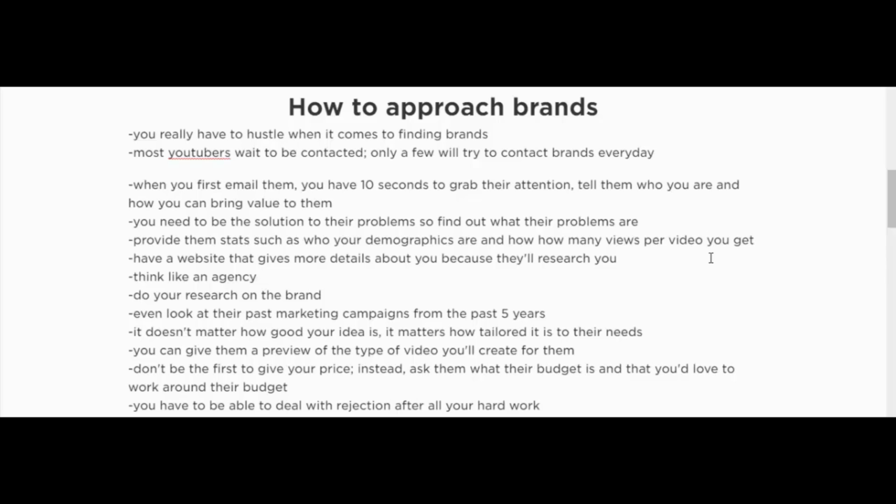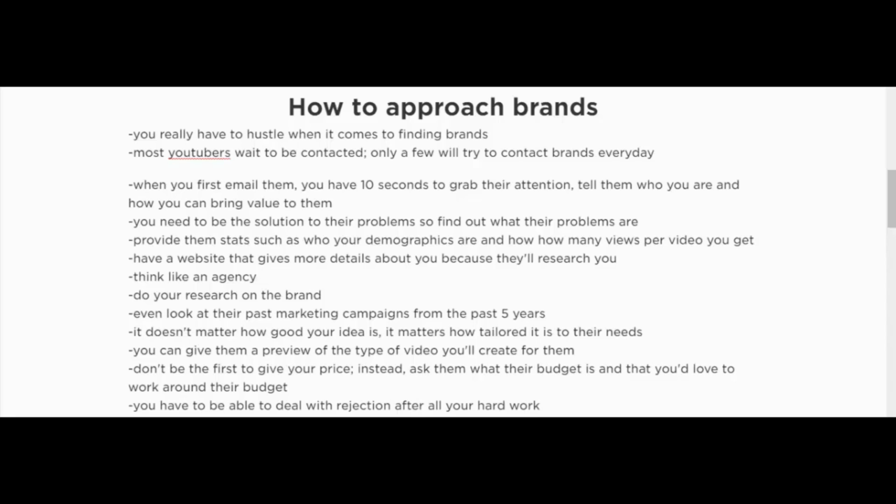Well, when you first email them, you have 10 seconds to grab their attention, tell them who you are and how you can bring value to them. Okay, you have to keep in mind that it's not all about you. You need to be the solution to their problems. So find out what their problems are. Provide them stats such as who your demographics are and how many views per video you get. You're also going to want to have a website that gives more details about you, because they'll probably research you as well.